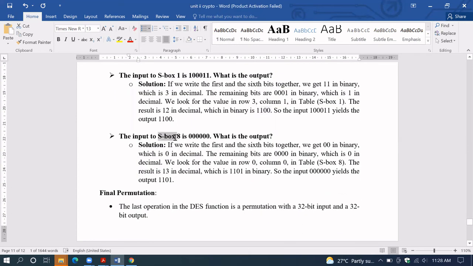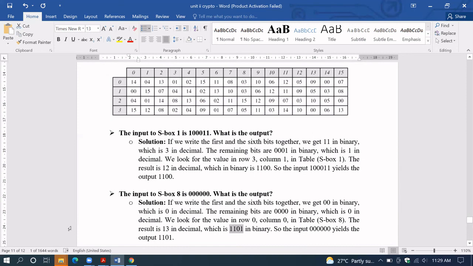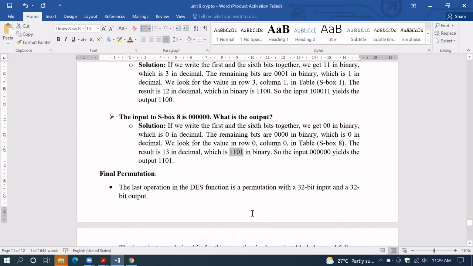Similarly, you have for S box 8. Consider the input is with 6 zeros. What can be the corresponding output? Again, you are combining the first and the sixth bits, 00 in binary, which is 0 in decimal. The remaining values are 0000 in binary, again 0 in decimal. We are looking at the 0th row and the 0th column in the S box 8 table, from which we obtain 13 in decimal, 1101 in binary. So this is the way we are converting a 6-bit value into a 4-bit value, and totally a 48-bit input is converted into a 32-bit output.